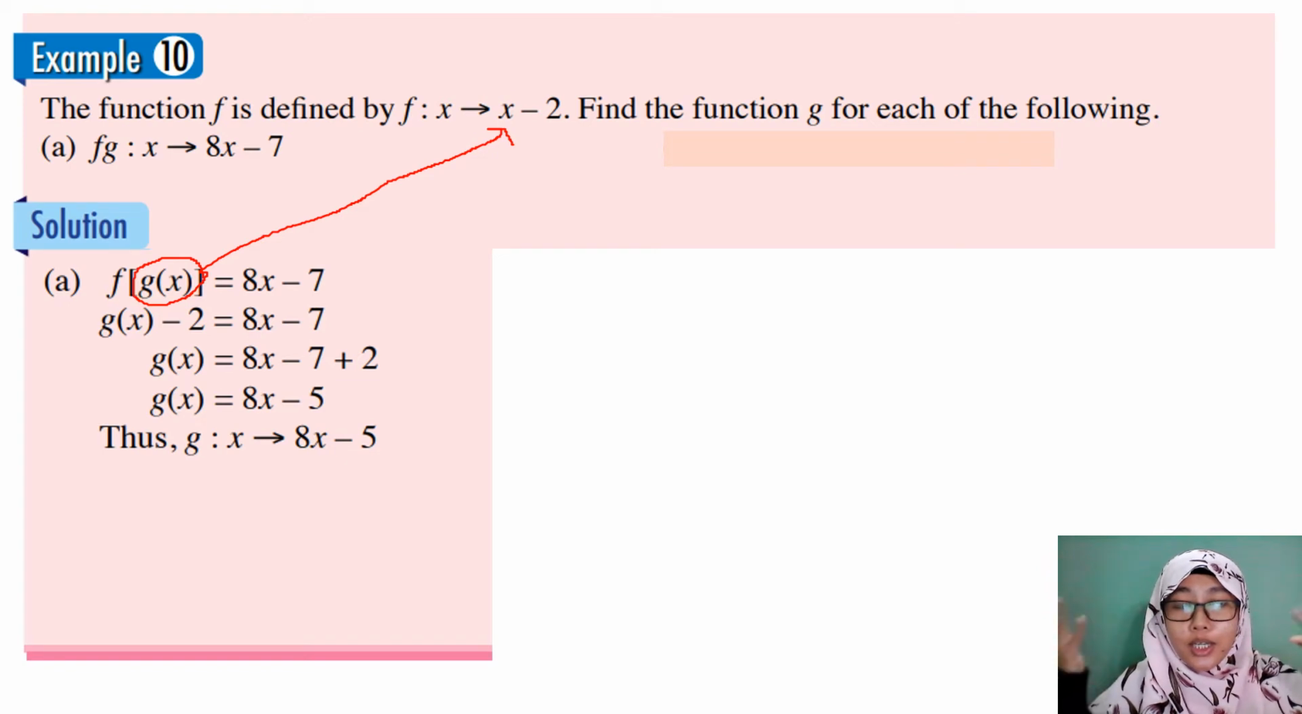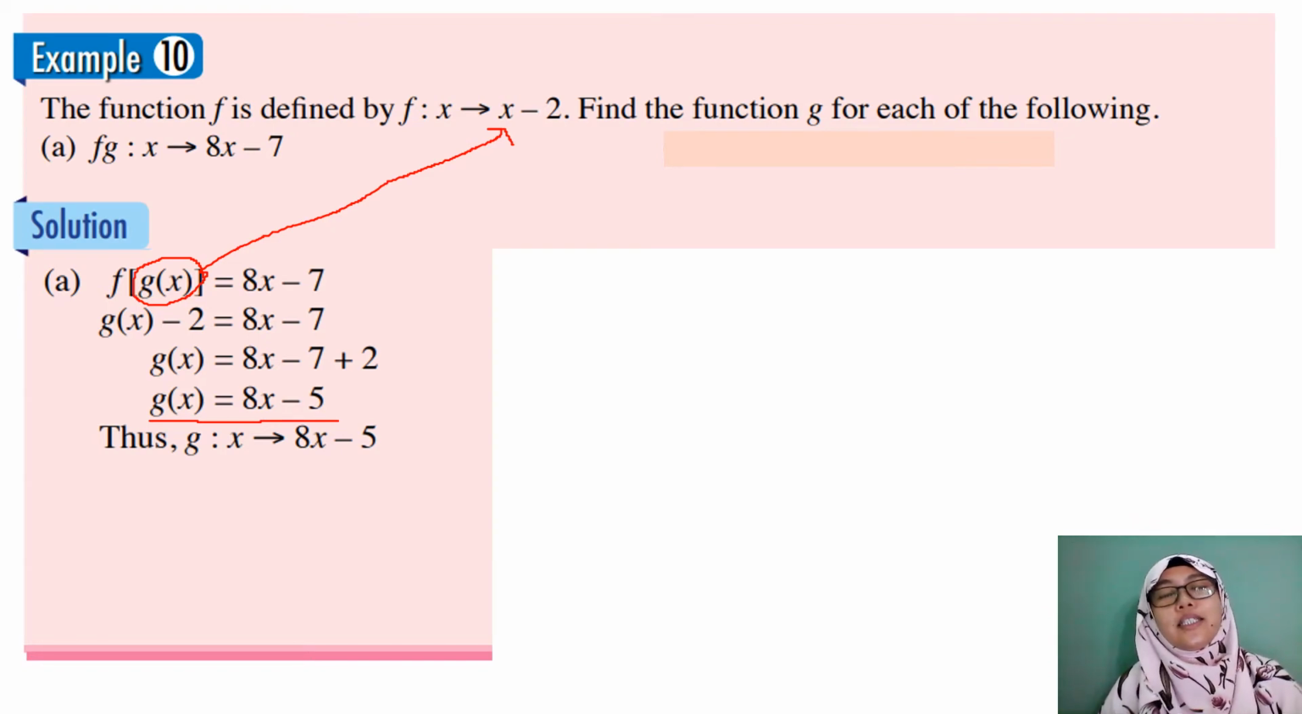So next, nampak tak? Kamu dah nampak idea. Wow, kita dah nampak g(x) kat sini. So what we need to do, negative 2 we bring to the right side becomes plus 2. So here is the function g(x) is equal to x minus 5. Okay, you got the solution. Okay, you got the answer. I hope you understood this method. This is for g(x) at the right side of the f, if the question asks you to find the value of g(x).